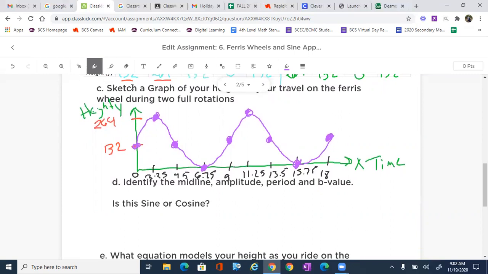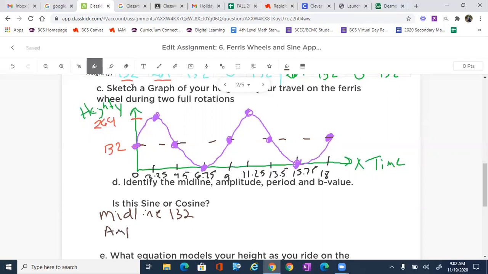Okay, so let's identify the midline. So the first thing when we identify the midline, and y'all should know this by now, is we go right through the middle. Well, guess what? Our middle or midline was the 3 o'clock position on the Ferris wheel. So our midline is going to be 132.